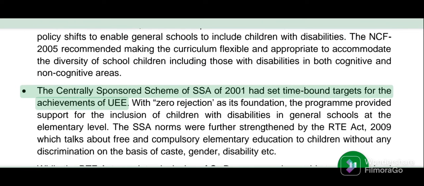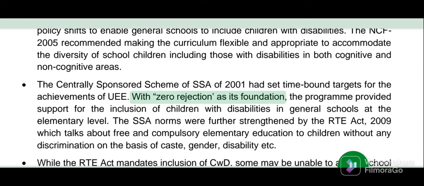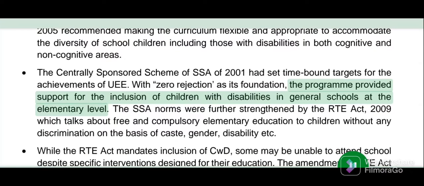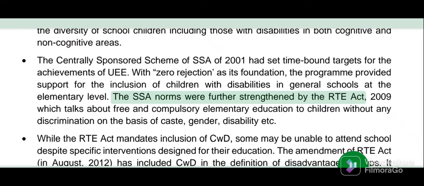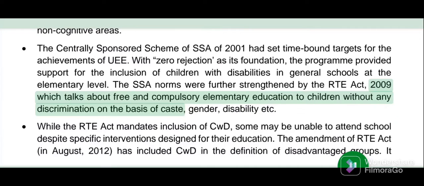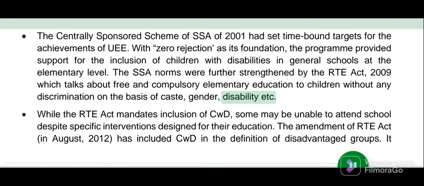The centrally sponsored scheme of SSA of 2001 had set time-bound targets for the achievements of UEE. With Zero Rejection as its foundation, the program provided support for the inclusion of children with disabilities in general schools at the elementary level. The SSA norms were further strengthened by the RTE Act, 2009, which talks about free and compulsory elementary education to children without any discrimination on the basis of caste, gender, disability etc.